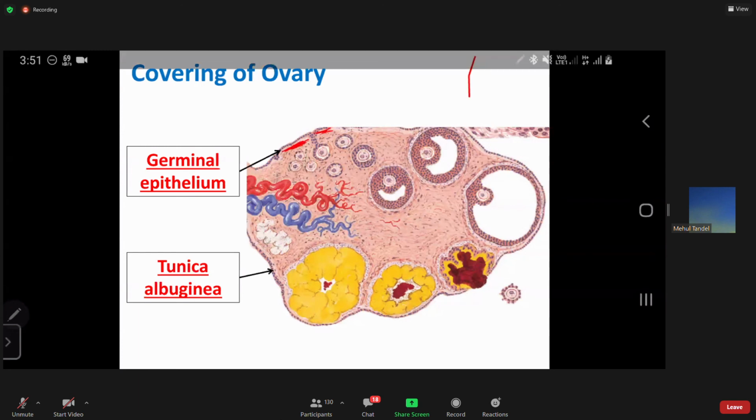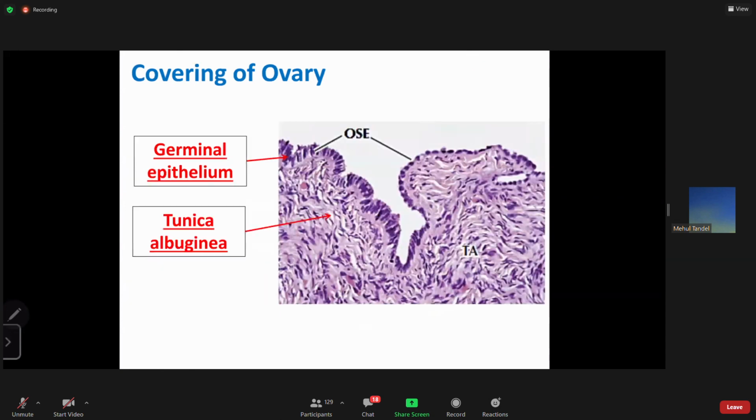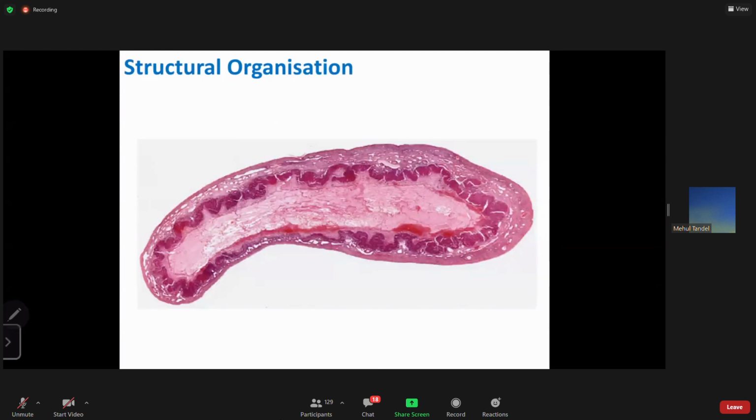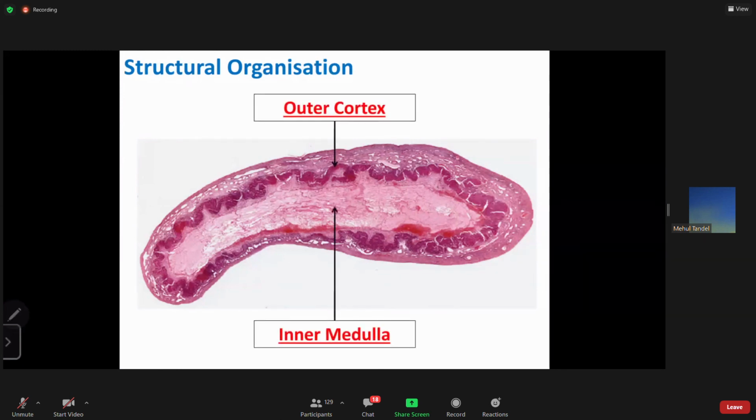So that is the tunica albuginea. Same thing in microscopic appearance. This is the germinal epithelium and this is the tunica albuginea. Okay. When we take the cross section of the ovary, it is made up of outer cortex and inner medulla.